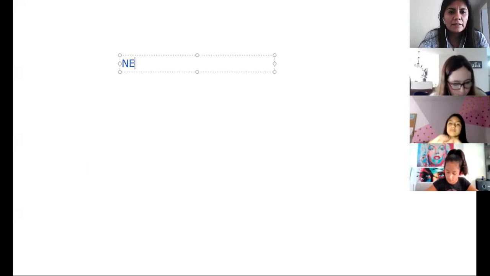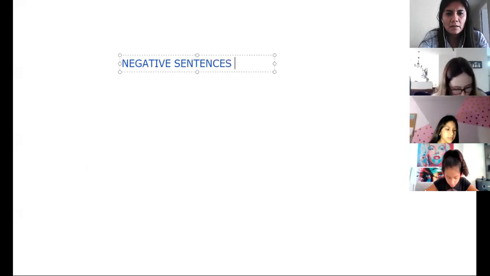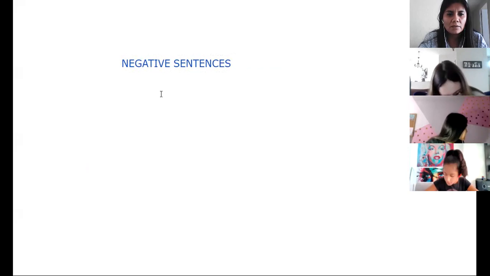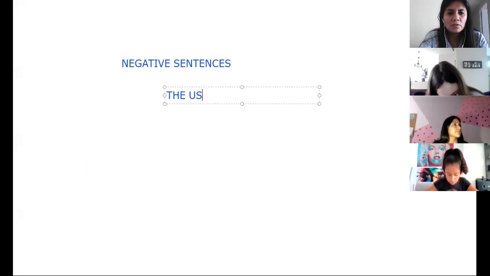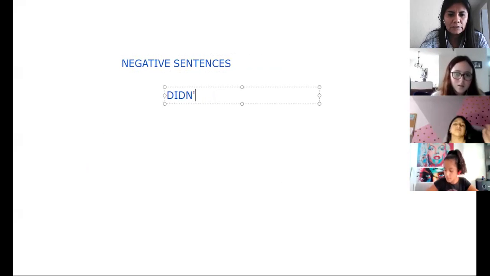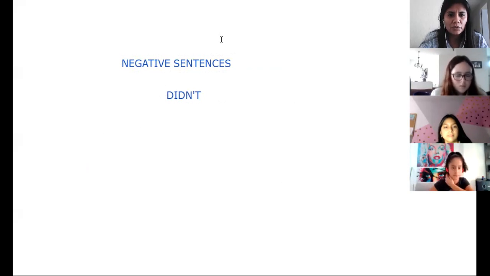also the negative form. In the negative sentence, so negative sentences, we have to remember that we use what? The auxiliary didn't. Didn't, okay? So in the negative form, we use the auxiliary didn't.